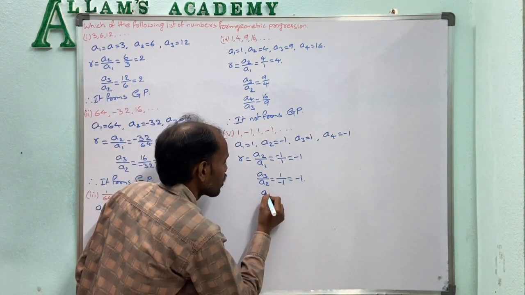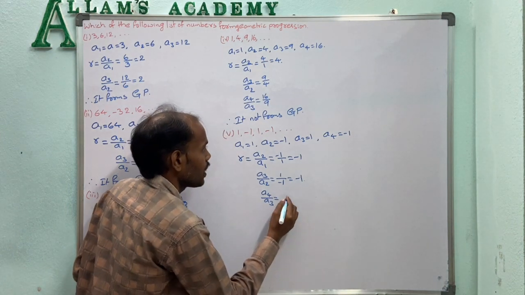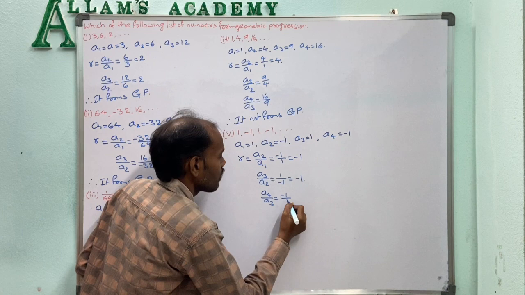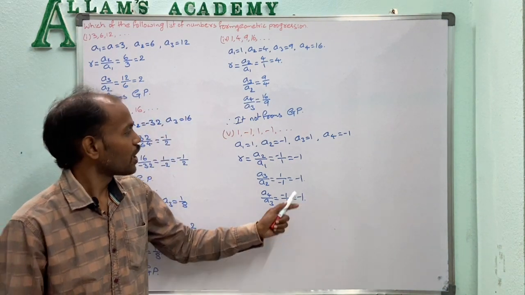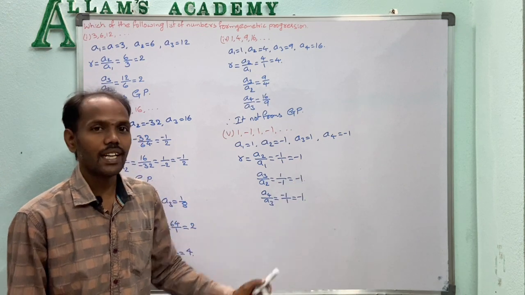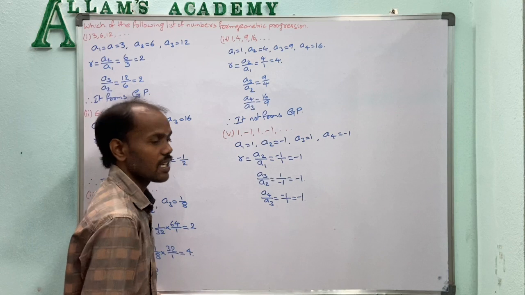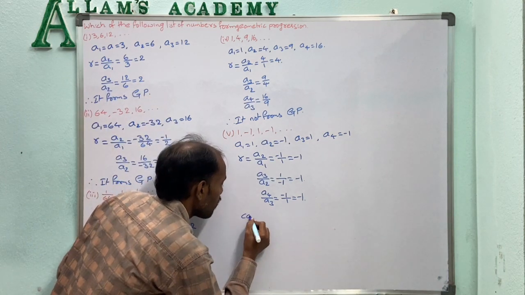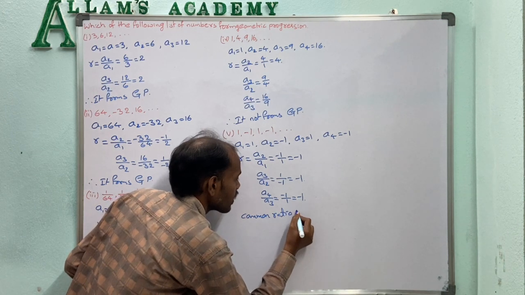Next, the fourth term by third term, a4 by a3, equals minus 1 by 1. Here also we get the common ratio minus 1. Now here, observing all terms, we get the ratio minus 1 as the same. That means the common ratio of this series is the same.